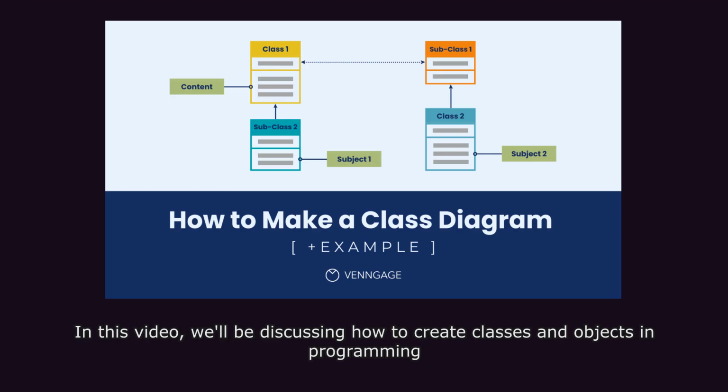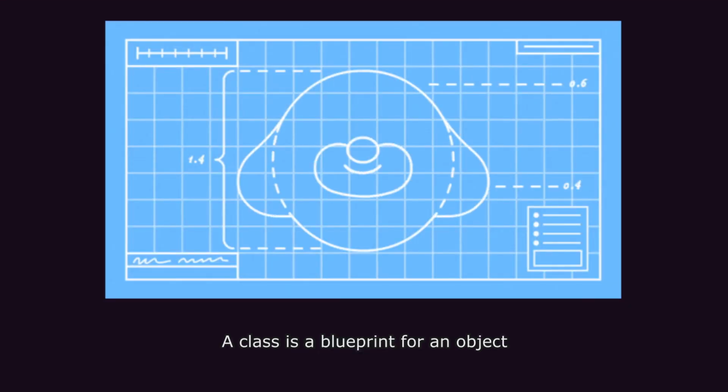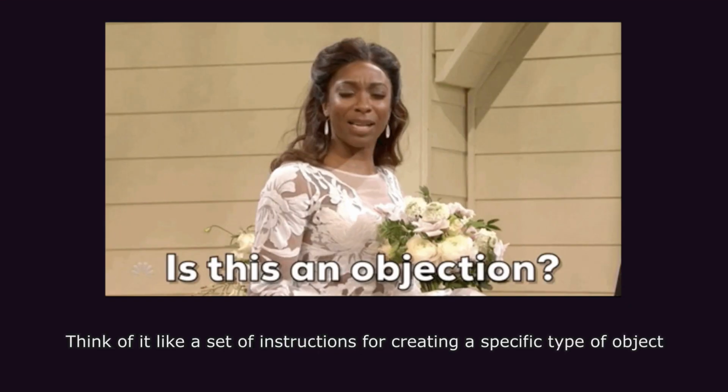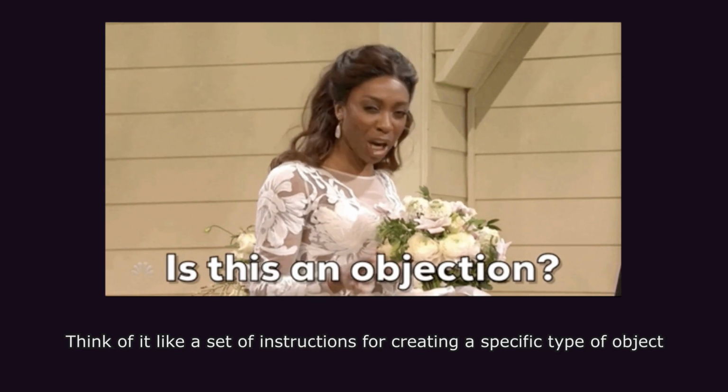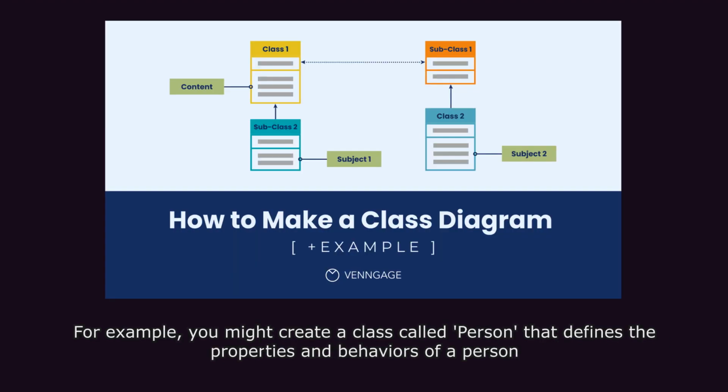In this video, we'll be discussing how to create classes and objects in programming. Let's start with the basics. A class is a blueprint for an object. Think of it like a set of instructions for creating a specific type of object. For example, you might create a class called Person that defines the properties and behaviors of a person.